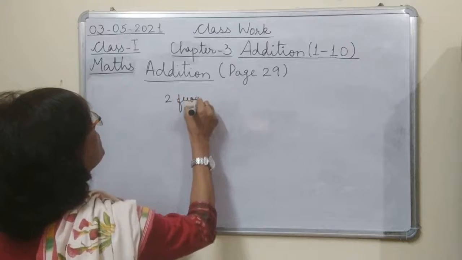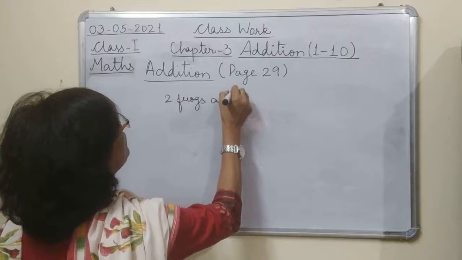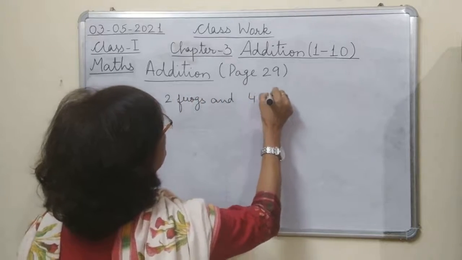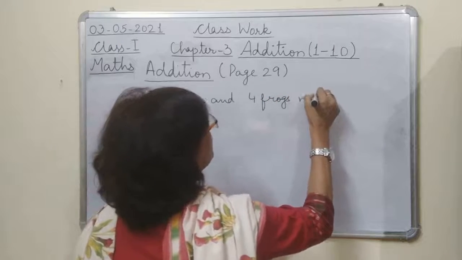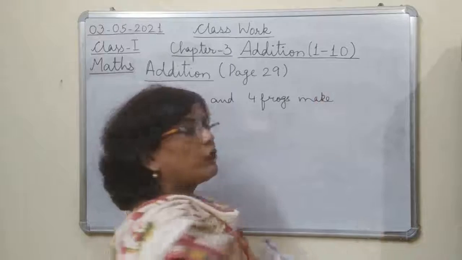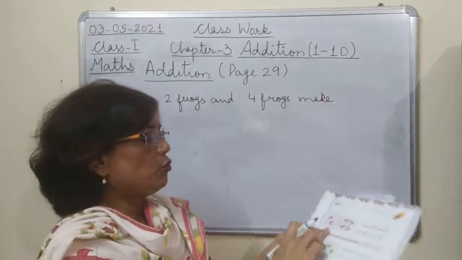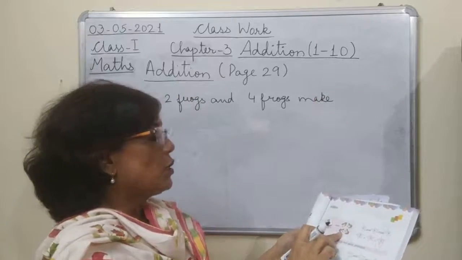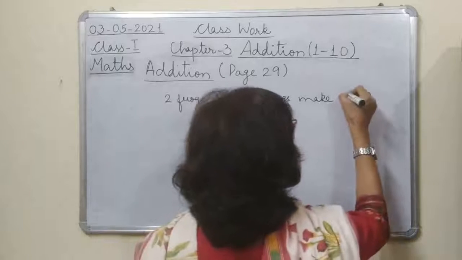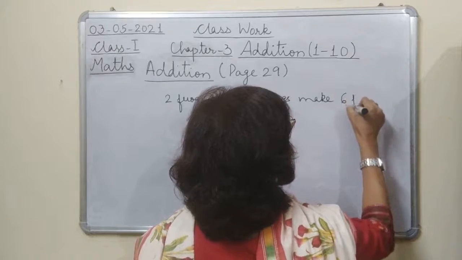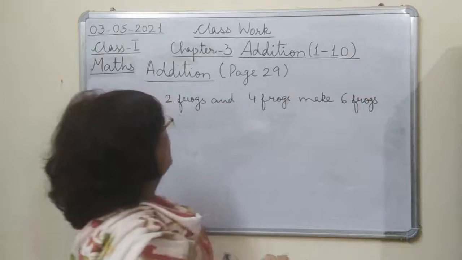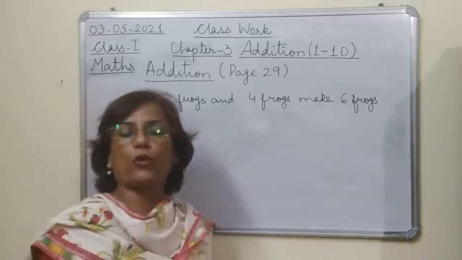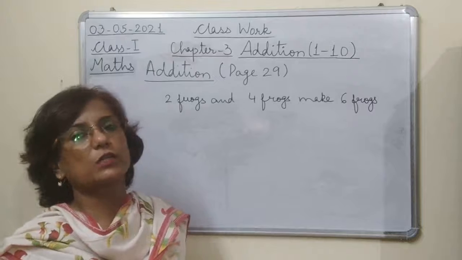2 frogs and 4 frogs. These make how many frogs? 1, 2, 3, 4, 5, 6. So 2 frogs and 4 frogs make 6 frogs.